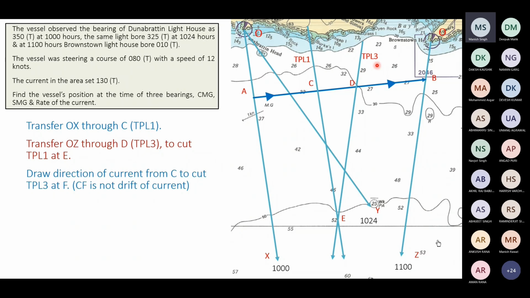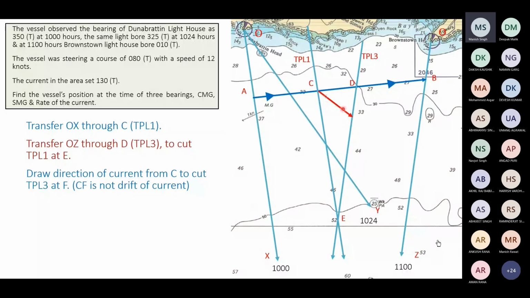Now moving on to the next step. I know the direction of my current. The set of my current is 130. So I have to draw a line from point C in this direction. So the direction of my current is 130. So I align my parallel ruler to 130, bring it to point C and draw a line.